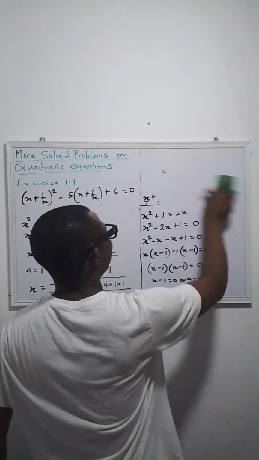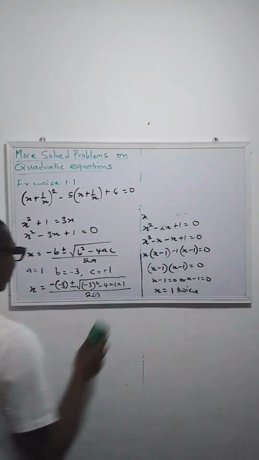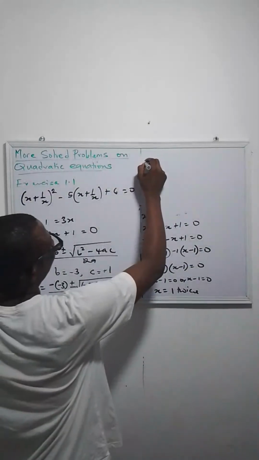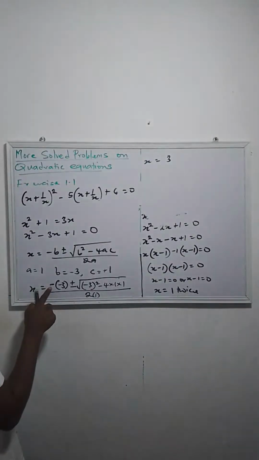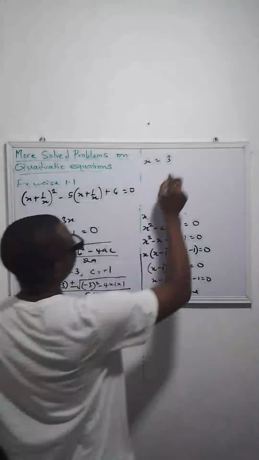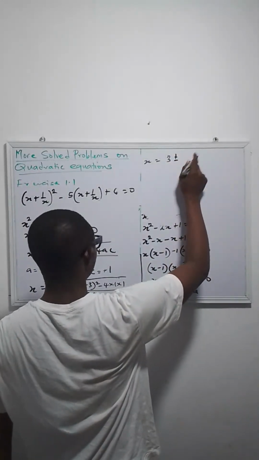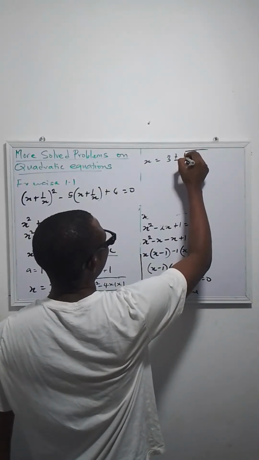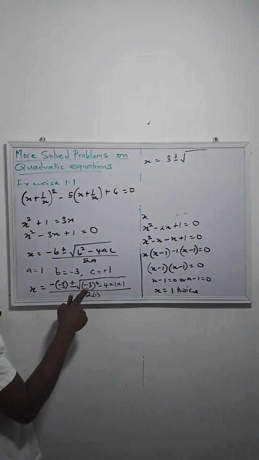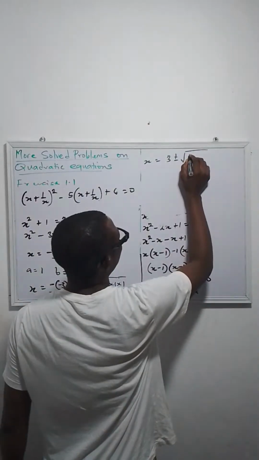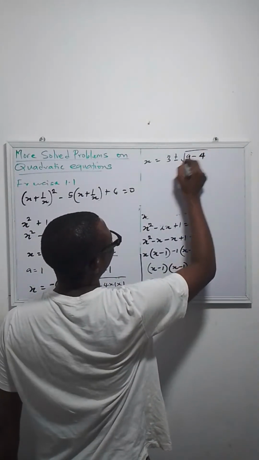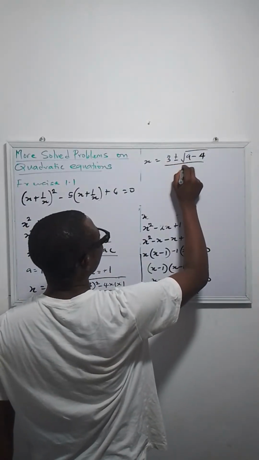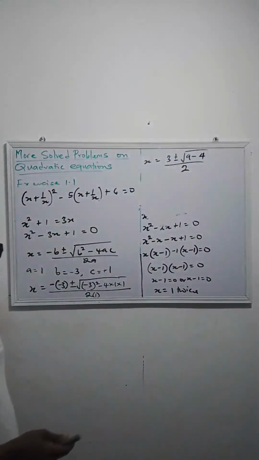So what is the next thing? Let's simplify. So we have x equals 3. That's minus times minus is plus. So we have plus or minus square root of... Now when you square negative 3, you have 9. 9 minus 4. Okay, everything over 2. Do you understand that?